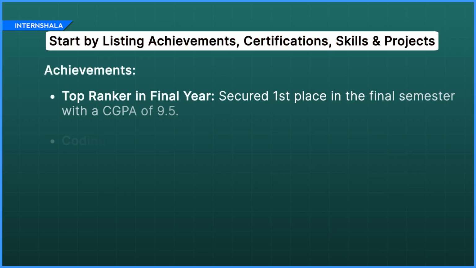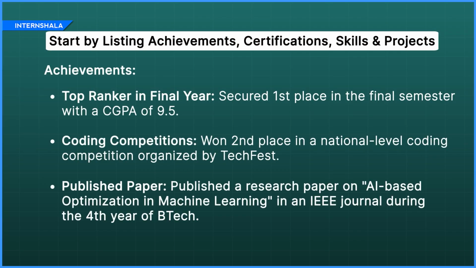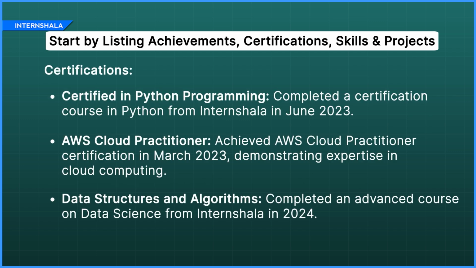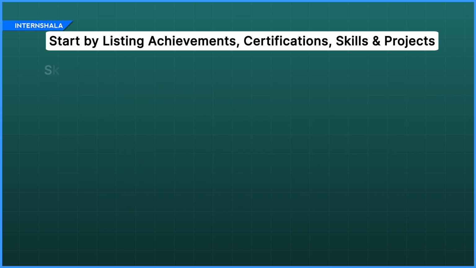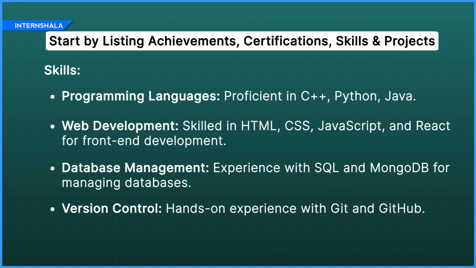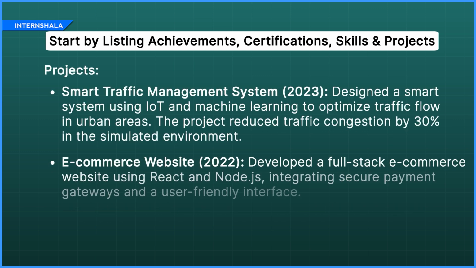For example, under achievements, you can mention something like this. And under certifications, you could mention something like this. Under skills, you could mention something like this. And projects, you could mention something like this.